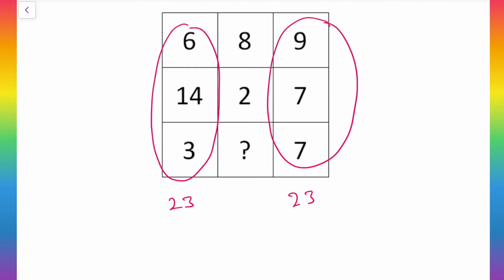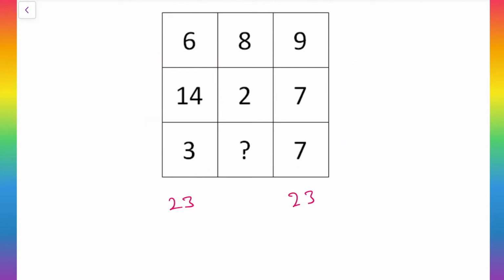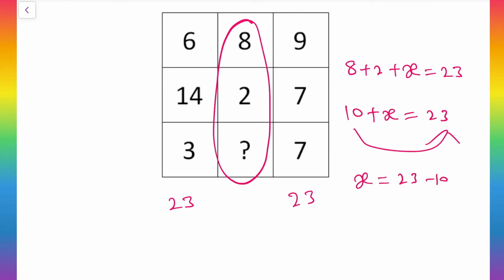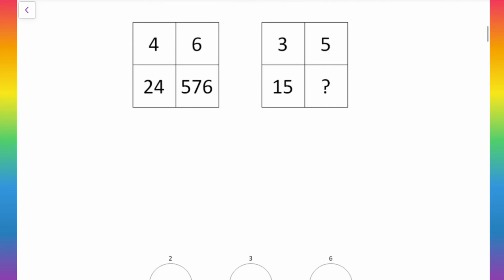So the same logic we need to apply for the second column also. That is 8 plus 2 plus something, a number we don't know, is equal to 23. So 8 plus 2 is 10, and 10 plus x is equal to 23. Now take 10 to the other side, we get x equals 23 minus 10. So x is equal to 13. So the missing number is 13. Okay, let's move to the next question then.